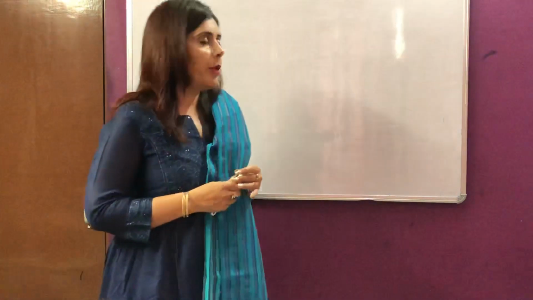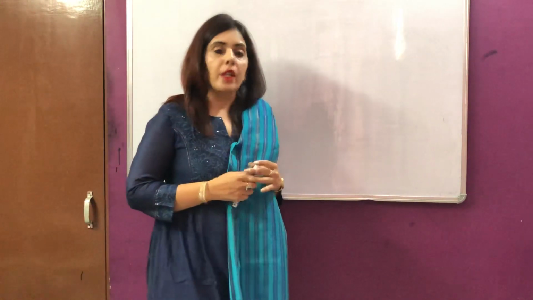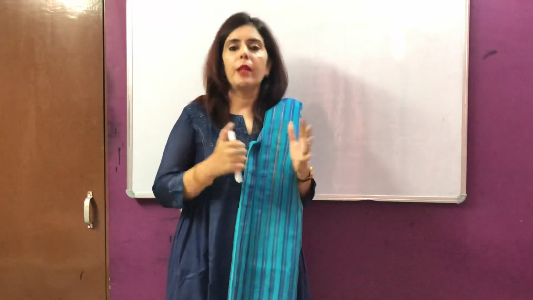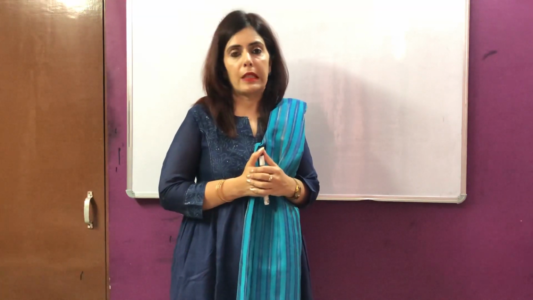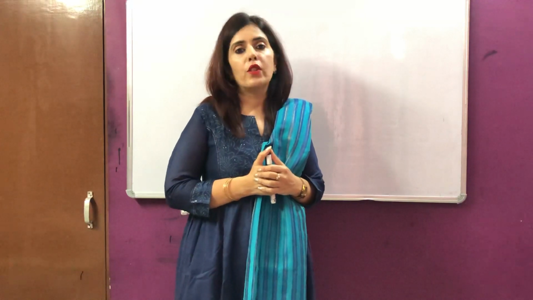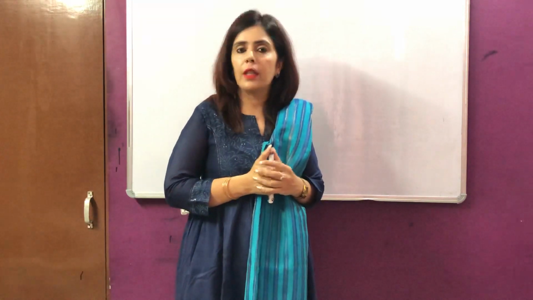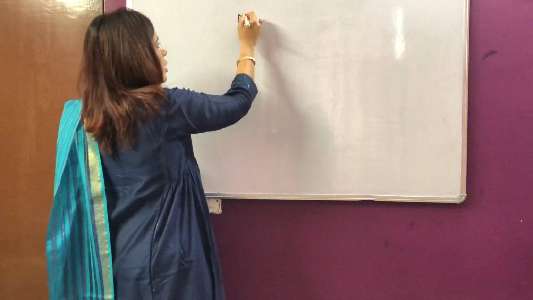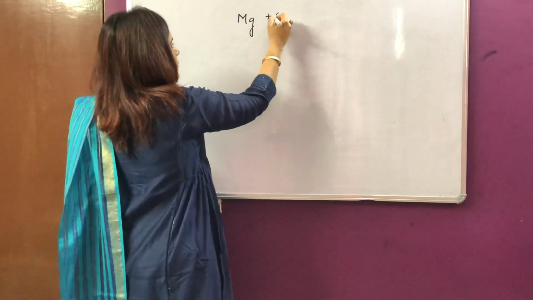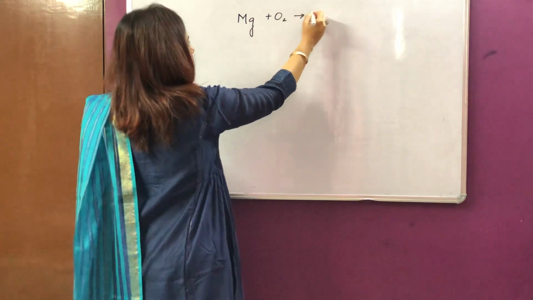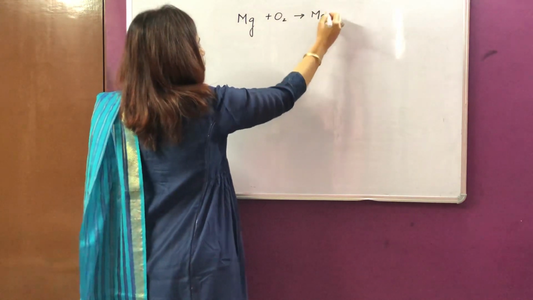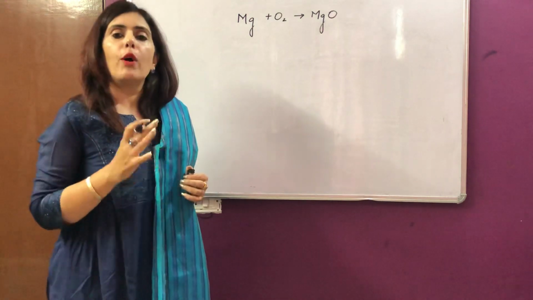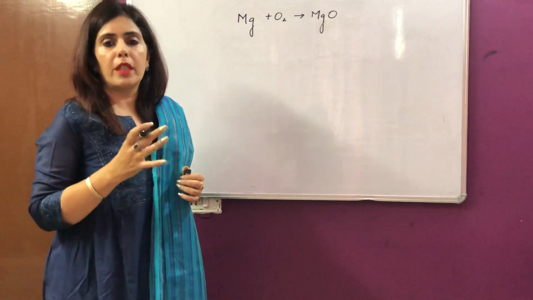So now today, coming on to the next topic, how do we represent a chemical change? If the chemical change is represented symbolically, it is called a chemical equation. The equations which we wrote yesterday, for example, Mg plus O2 gives MgO. So this is what? A symbolic representation of the chemical change.